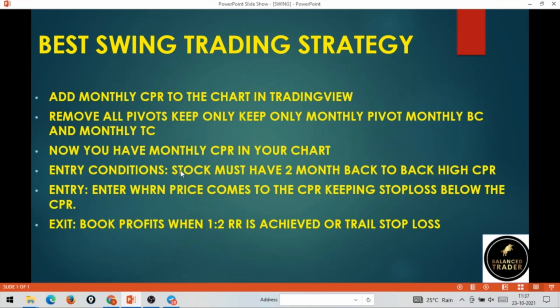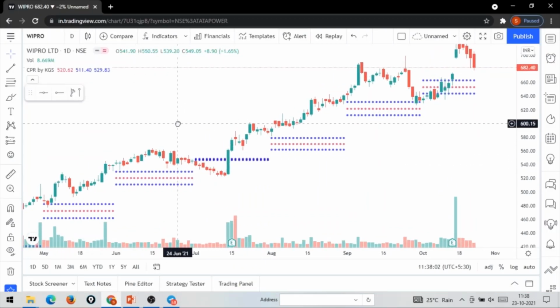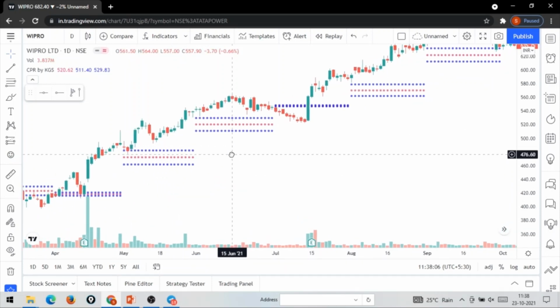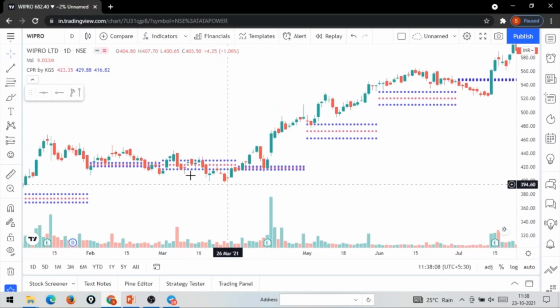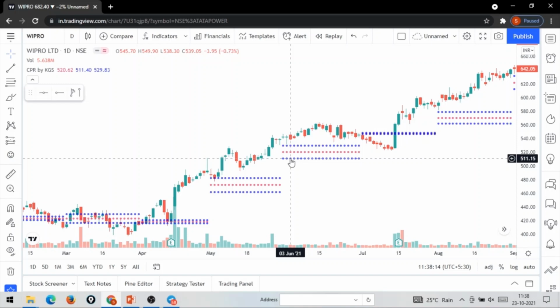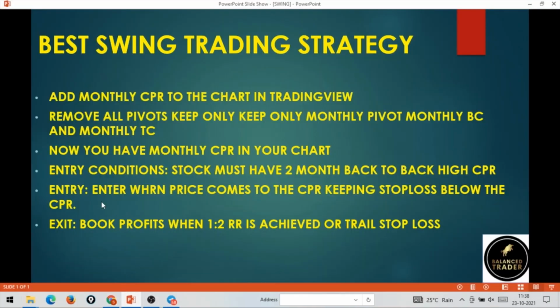The stock must have 2-month back-to-back high CPR. This means that the stock you have selected has to be in back-to-back high CPR. So this is in a sideways zone. See, this is the first month and this is the second month. This is the high CPR. So what is the entry point? Enter when price comes to the CPR, keeping stop loss below the CPR.